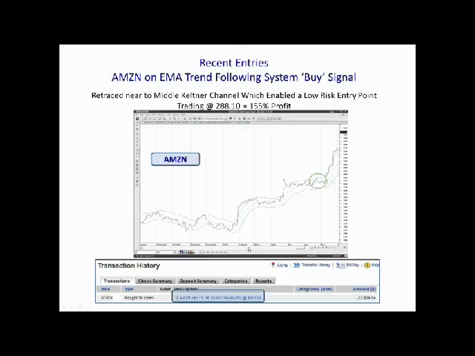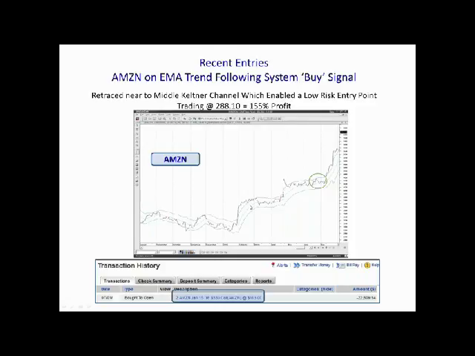Here's an example for Amazon, and this is the daily price movement of Amazon right here. And what we're showing here is our brokerage account transaction history for an Amazon call option purchase we made. We bought two of the Amazon 330 strike calls at 113, and that was right in here. So you can see Amazon's been on a very strong price uptrend, and generally will retrace towards the middle channel and then resume the rally again.